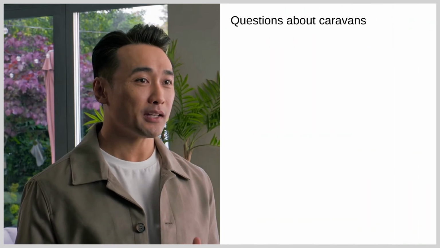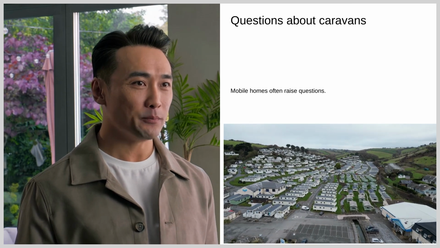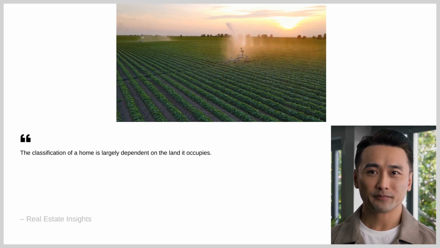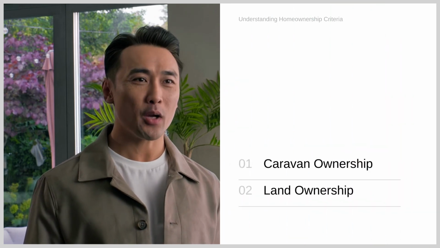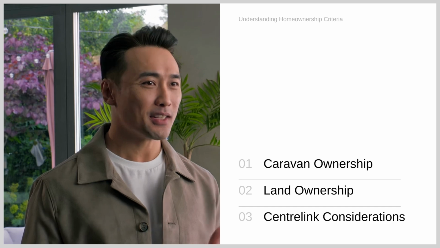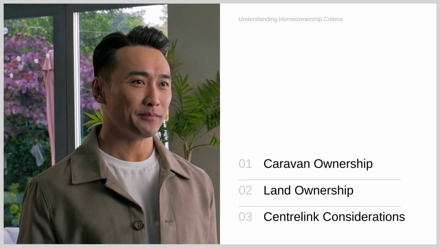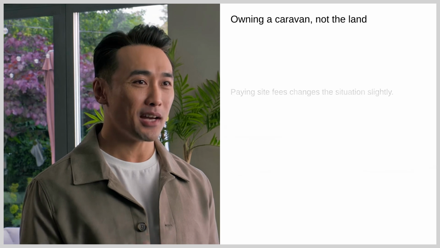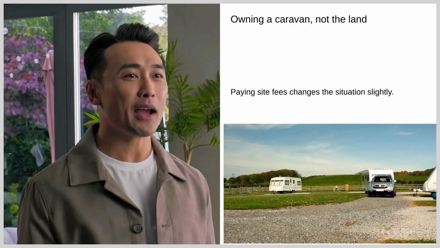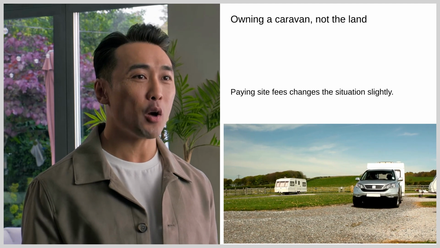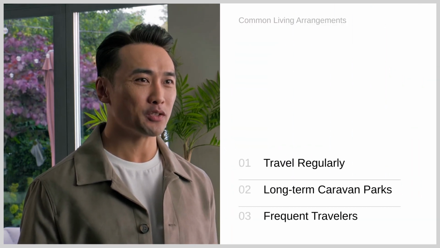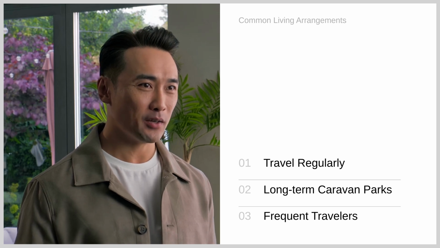Another situation that often raises questions involves caravans or mobile homes. The classification depends largely on the land the home sits on. If someone owns both the caravan or mobile home and the land where it is located, Centrelink generally considers that person to be a homeowner. However, if a person owns the caravan but does not own the land, and instead pays site fees, the situation changes slightly. In many of these cases, Centrelink may still treat the person as a homeowner, but they may also be eligible for rent assistance to help with the site fees. This type of living arrangement is fairly common among people who travel regularly or stay in long-term caravan parks.